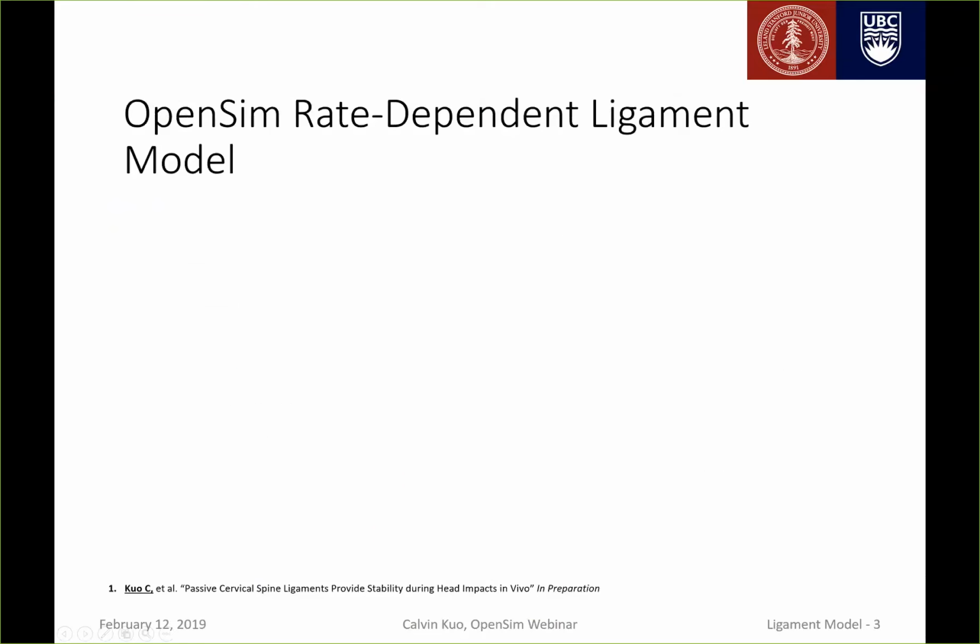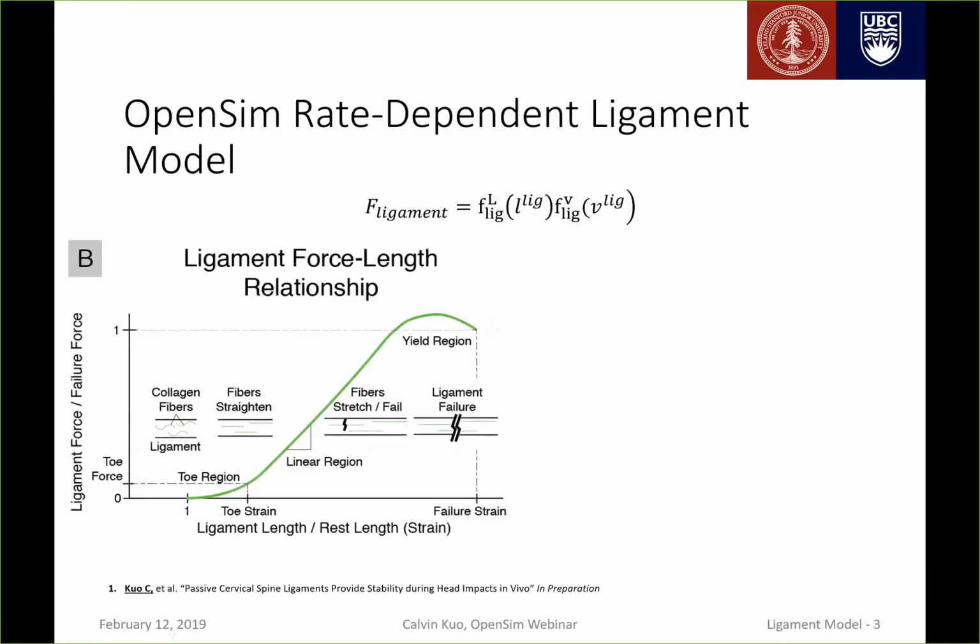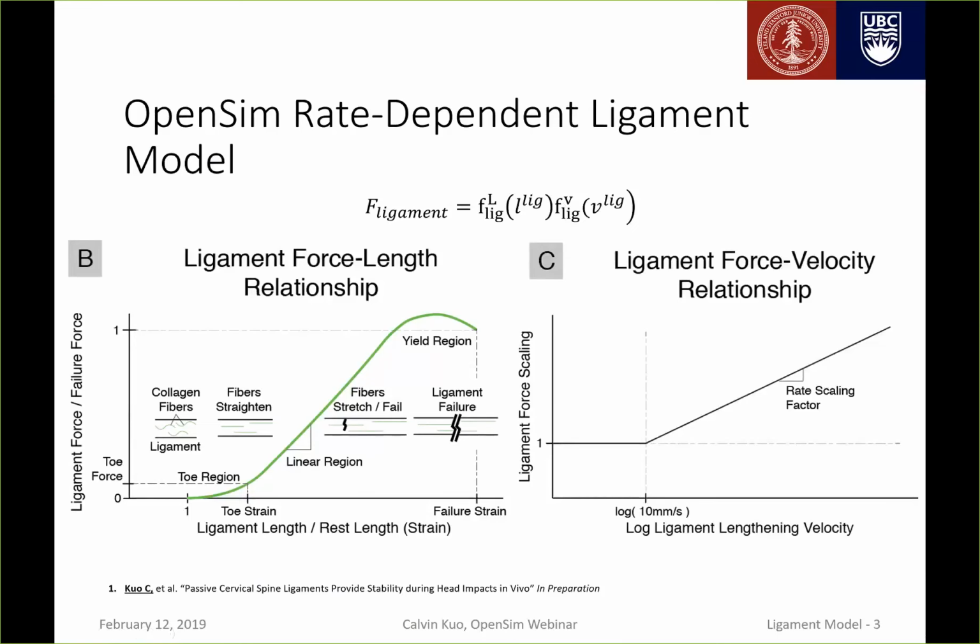Thus, we introduced a new rate-dependent ligament in OpenSim that incorporates both a force length and force velocity component. Notice this mirrors closely the Hill-type muscle models with the force length and force velocity curves. For the force length relationship, we used a piecewise linear function to represent the major toe region and linear elastic regions of the ligament force length curve. For the force velocity relationship, we used a single slope right here that scales the ligament force with respect to the log of the lengthening rate or velocity. The force velocity relationship also assumes that the force scaling is unity in quasi-static loading regimes.